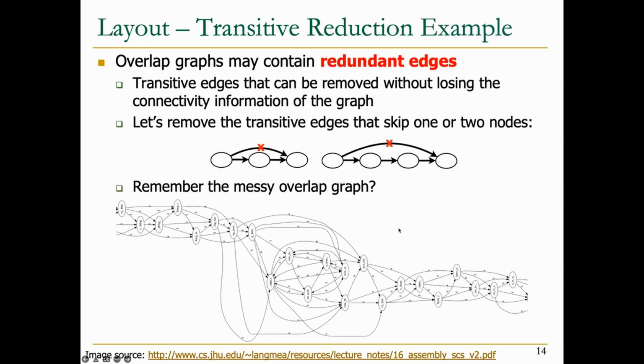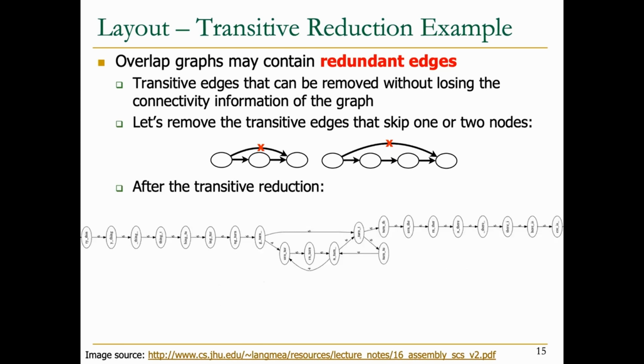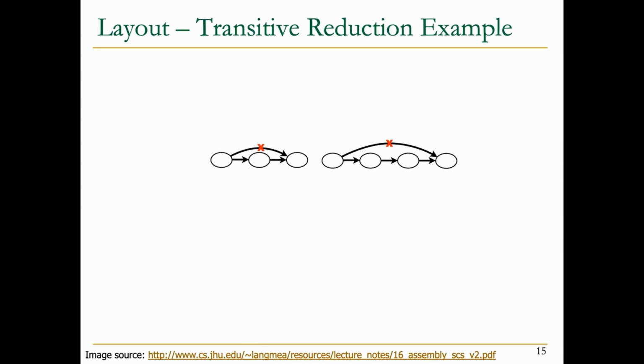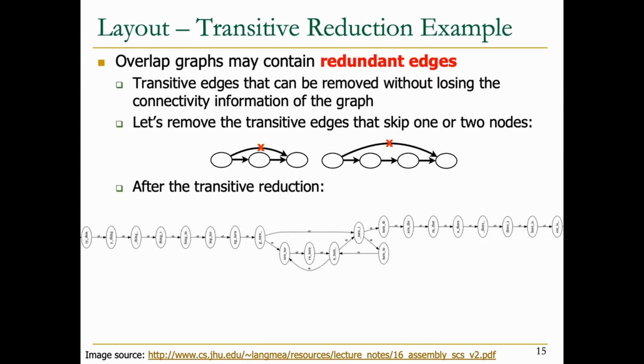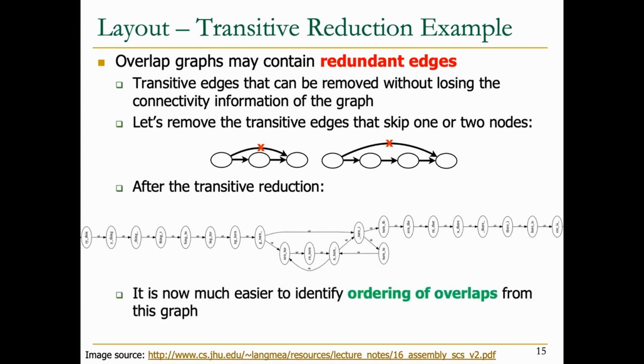So if you remember the messy overlap graph that I showed you earlier, if we applied the transitive reduction on this graph, a simplified graph would look like this. So there is quite a difference between this and this, right? A simple transitive reduction can help us to simplify the graph greatly. So it is now much easier to identify the ordering of overlaps from this graph. I guess you would all agree.